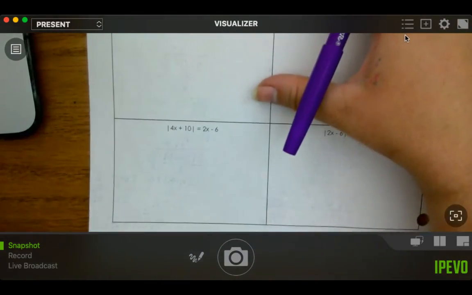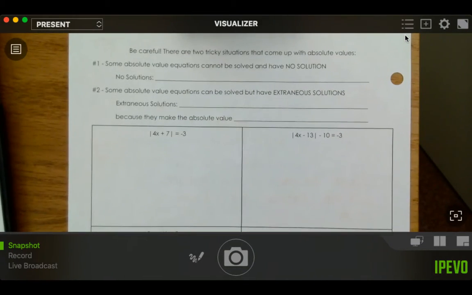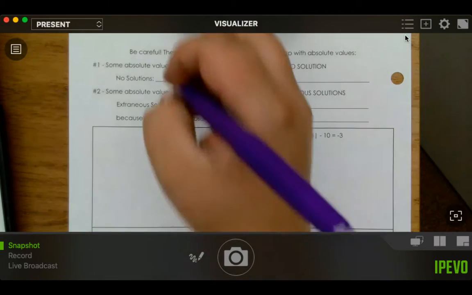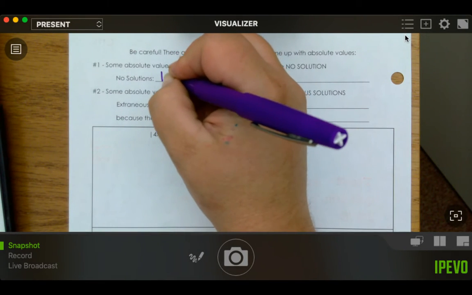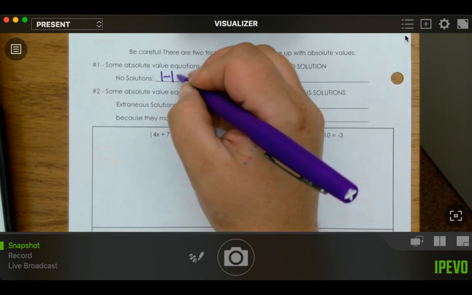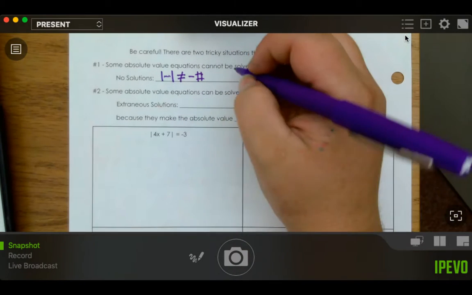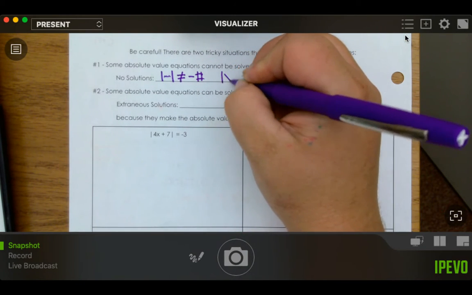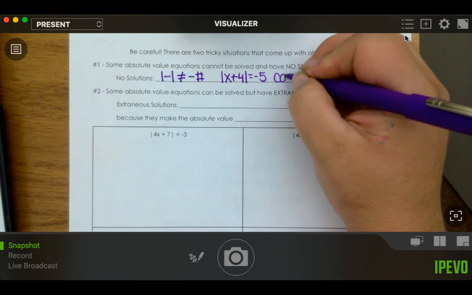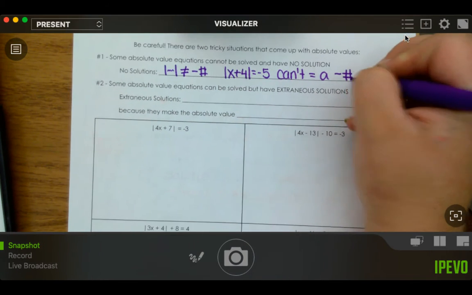All right. So there are two possibilities of some tricky situations that occur with absolute values. Issue number 1 is no solution. The absolute value itself, and I'm just going to put a scribbly line in there. So this is the absolute value of something cannot equal a negative number. So no solution is if you have an absolute value equation like the absolute value of x plus 4 equals negative 5. Can't equal a negative number.